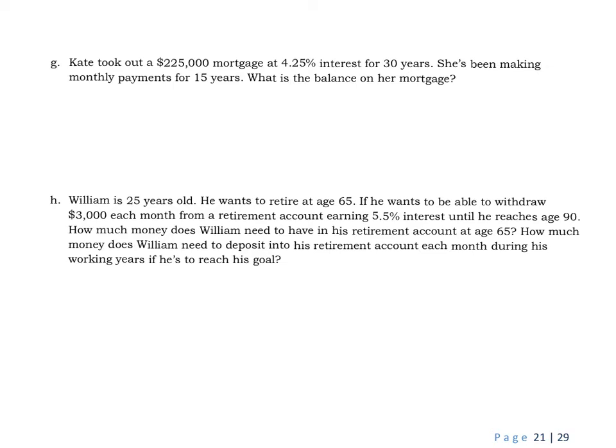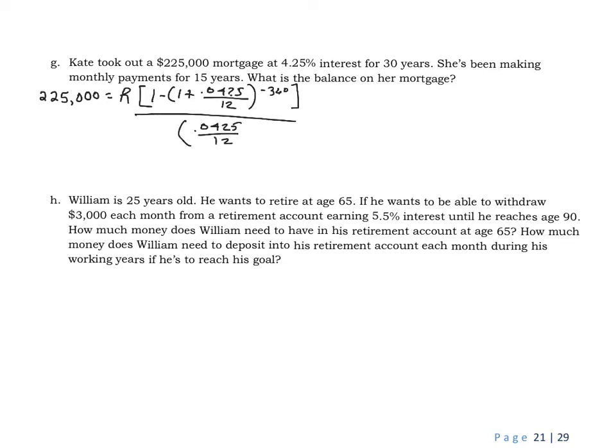So I'm going to write small because we have a lot of work to do here. So we have $225,000 was her principal. I'm looking for our regular monthly payment. So 1 minus 1 plus 425 thousandths over 12 because you're making monthly payments. And then of course the 12 times the 30 years, the initial 30 years, is negative 360. Close that parentheses. And divide by our 425 thousandths over 12.